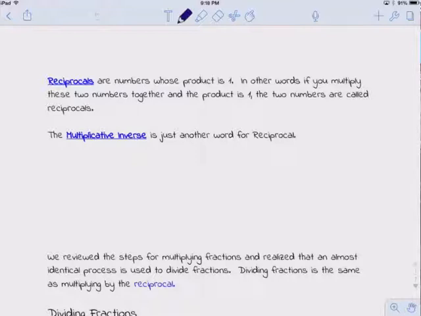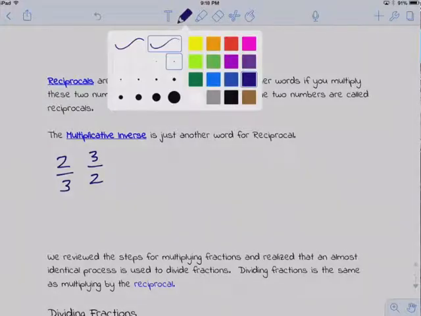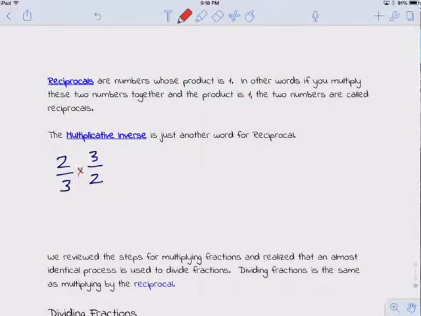So for instance, if we have the fraction 2/3 and we flip it, put the numerator where the denominator was and the denominator where the numerator was, these two numbers, 2/3 and 3/2, are called reciprocals. And now if we do the multiplication to check, we see that 2 times 3 equals 6, and 3 times 2 is 6, and 6 over 6 equals 1. The fact that this equals 1, that's what makes those two numbers reciprocals.